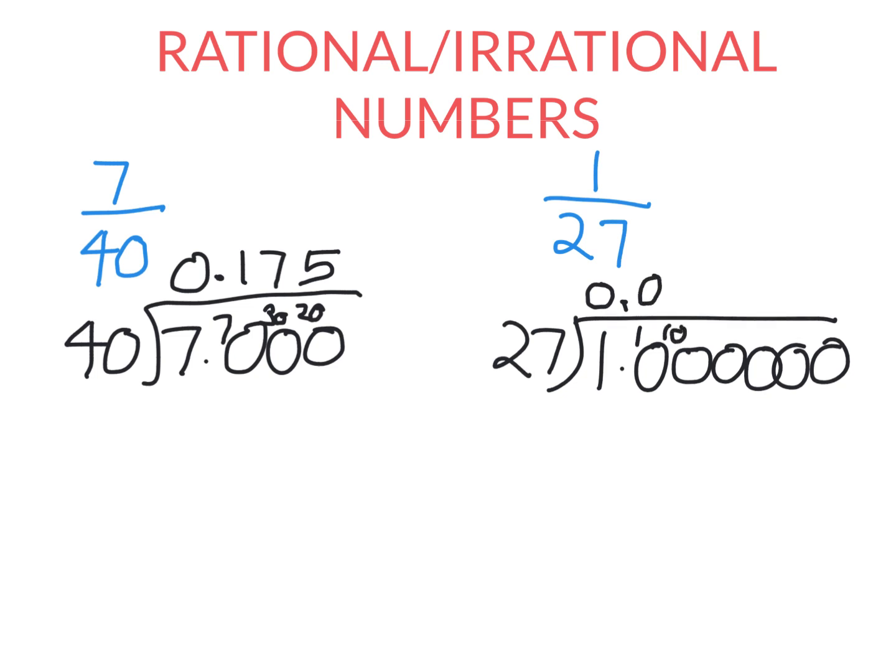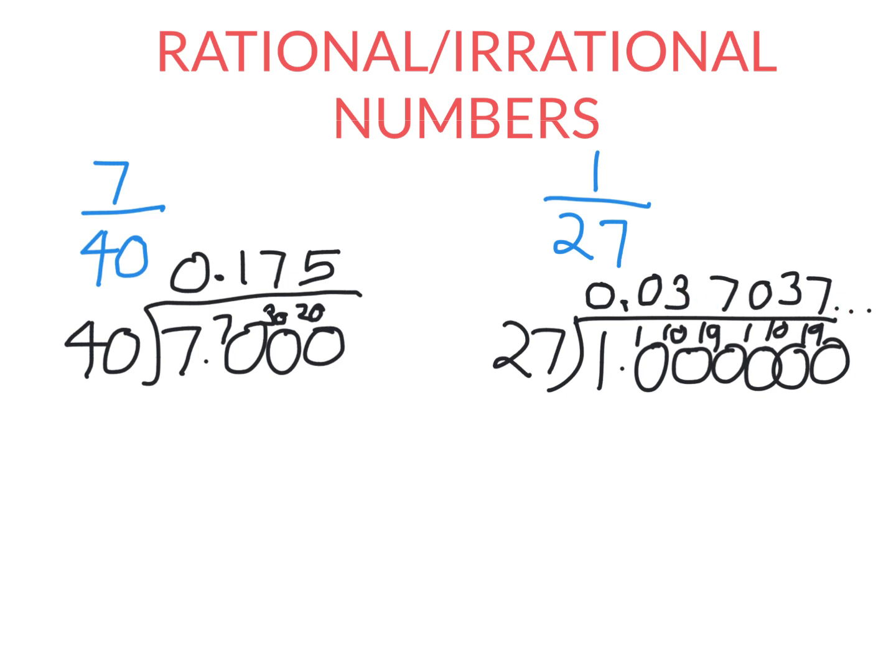How many times does 27 go into 100? Well, 3 times 27 is 81, remainder 19. So how many times does 27 go into 190? Well, 7 times 27 is 189, and there's 1 left over. How many times does 27 go into 10? 0, remainder 10. How many times does 27 go into 100? 3, remainder 19. How many times does 27 go into 190? It's 7, remainder 1. Hopefully now we can see that there's a pattern. We're just going to see this go on and on forever.